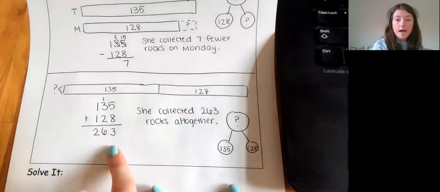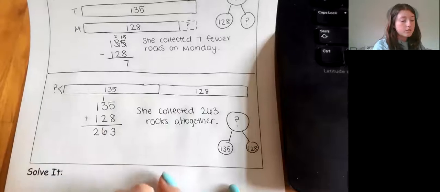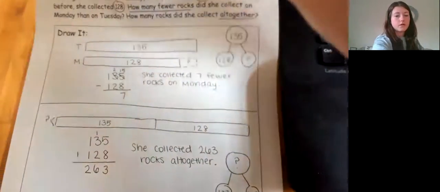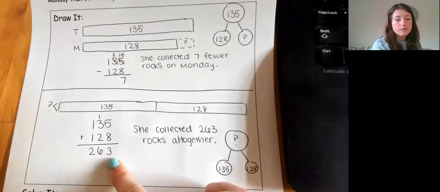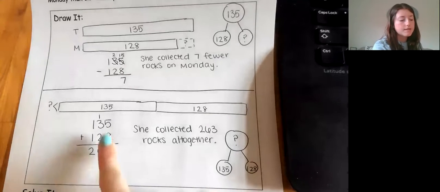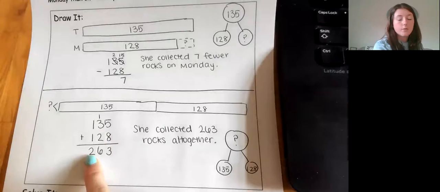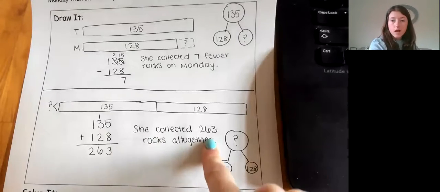So I used the algorithm to help myself solve this problem. 135 plus 128. If I started in the ones place, 5 plus 8, I knew made 13. This got a little blurry, ready to go. There it goes. So that gave me 13. I knew I couldn't keep 13 in the ones place, so I put my 3 in the ones place and I carried my 10. I added up my 10s, I got 6. And then I added up my hundreds, and I got 200. So when I add it all up, I know she collected 263 rocks all together.